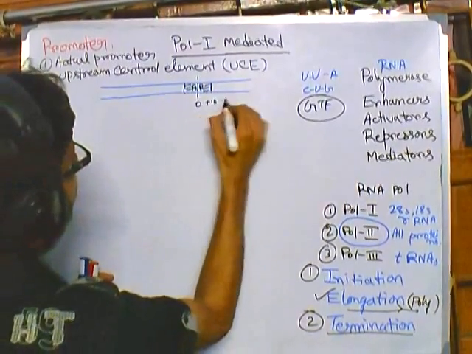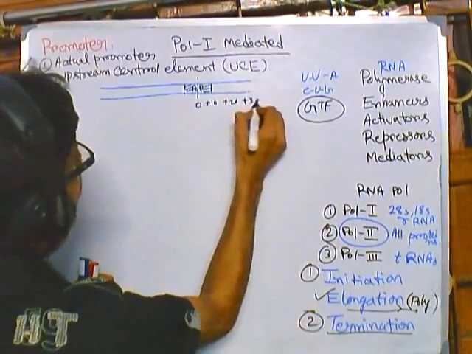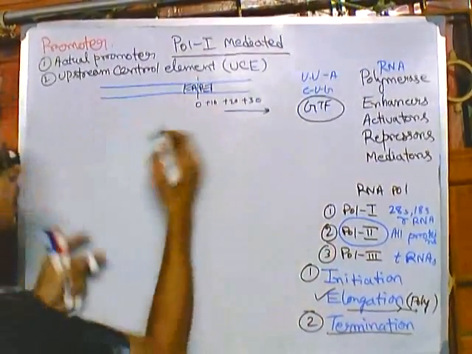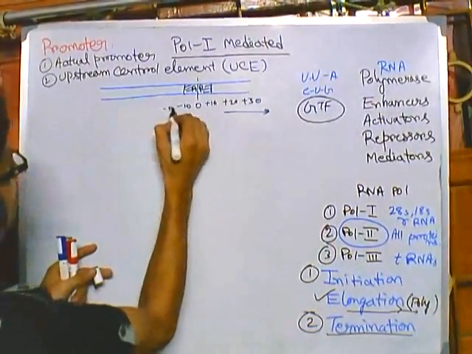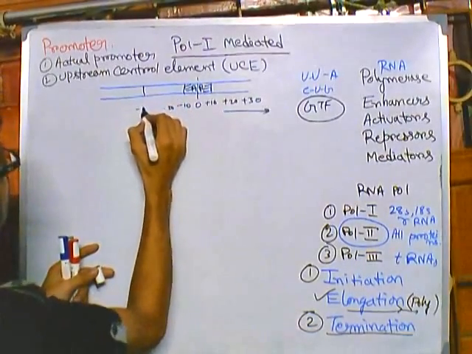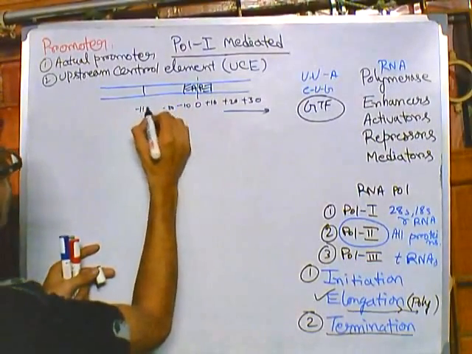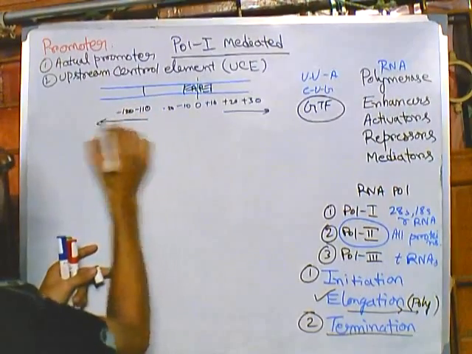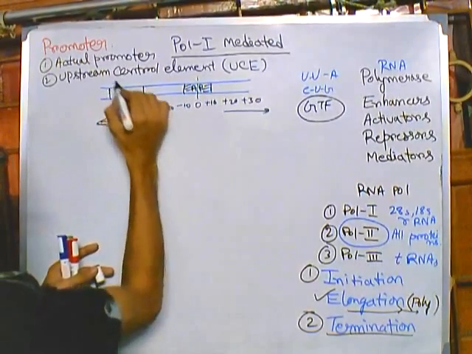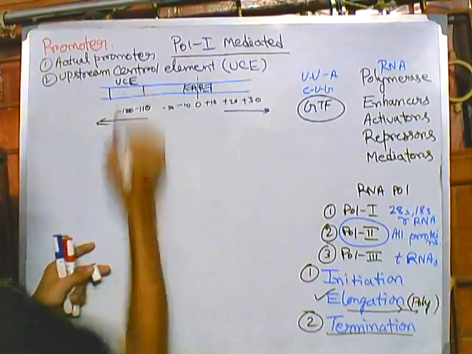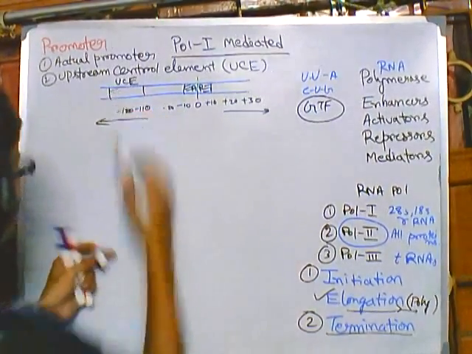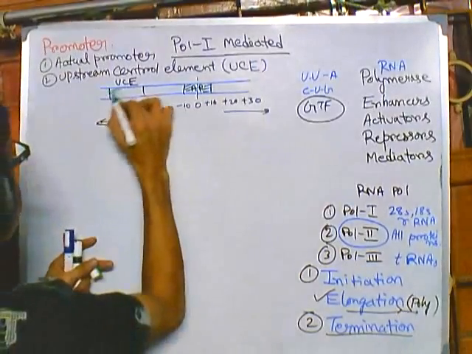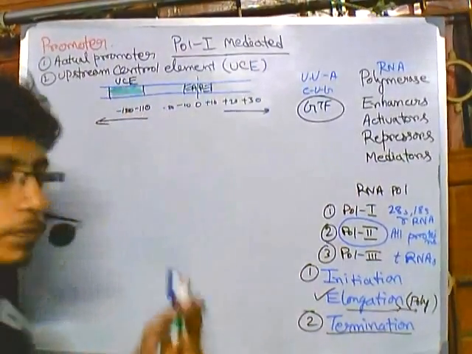So here is plus 10, plus 20, plus 30 nucleotides going in this direction, and here it is the upstream region. So minus 10, minus 20, somewhere like this. So it's a minus, say, 110, minus 120, somewhere like that. From this region there are upstream control elements, or UCE. So let me draw it with a different color. I am taking green for that. This is the upstream control element.